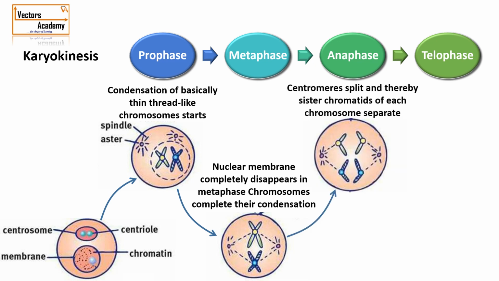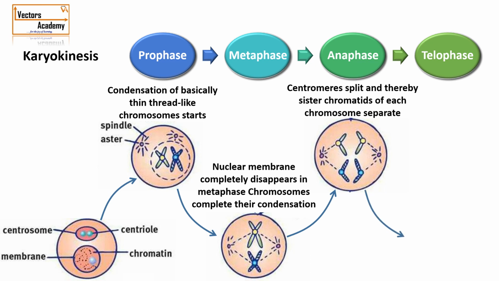Anaphase. In anaphase, A stands for away, which means the chromosomes move away to the opposite sides of the cell, that is, towards the poles of the cell. In anaphase, the centromeres split and thereby the sister chromatids of each chromosome separate and are pulled apart in opposite directions with the help of spindle fibers. The separated sister chromatids are also called daughter chromosomes.